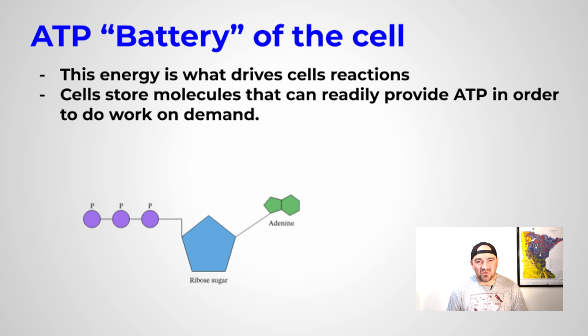And then cells will store molecules that can readily store ATP in little pockets of ATP so that it's ready for those reactions that are required on demand. All right, so there's ATP in a nutshell. We're going to keep going into more depth on how we actually achieve this from the things that we eat and how the things that we eat store that chemical energy to start with.